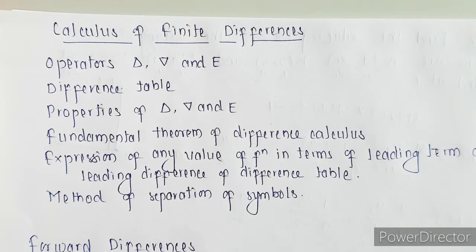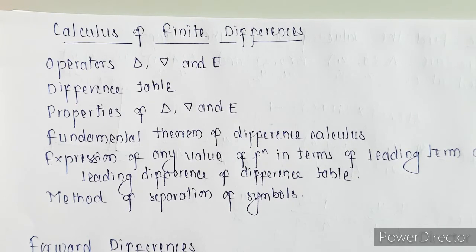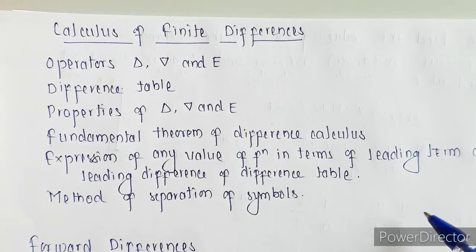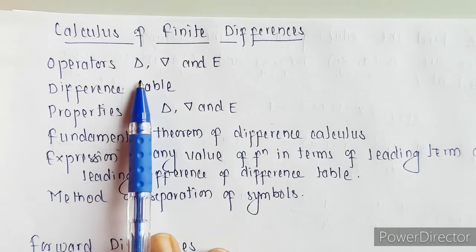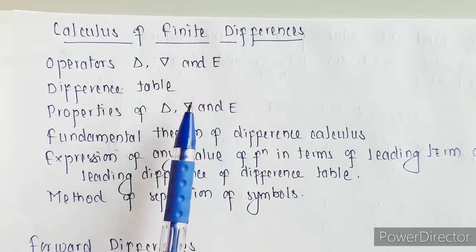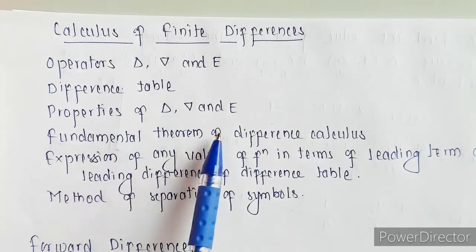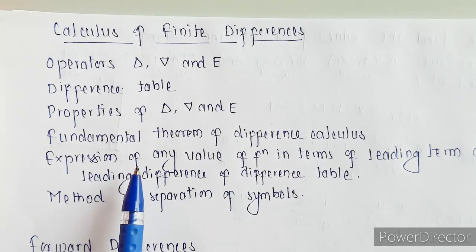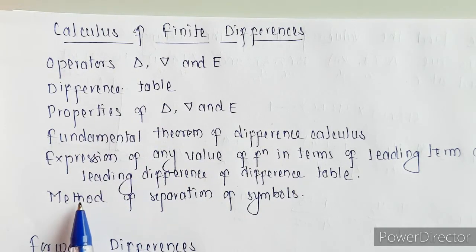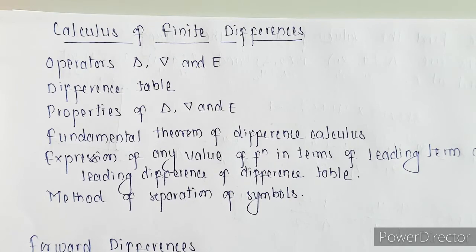We are starting with our second chapter, that is calculus of finite differences, and under this chapter we have to study these topics. The first one is operator, it is forward difference, backward difference and shift operator. Then we have to study difference tables and properties of these operators, then fundamental theorem, okay. Then expression of any value of function in terms of leading term and leading difference of difference table, and the last one is method of separation of symbols.